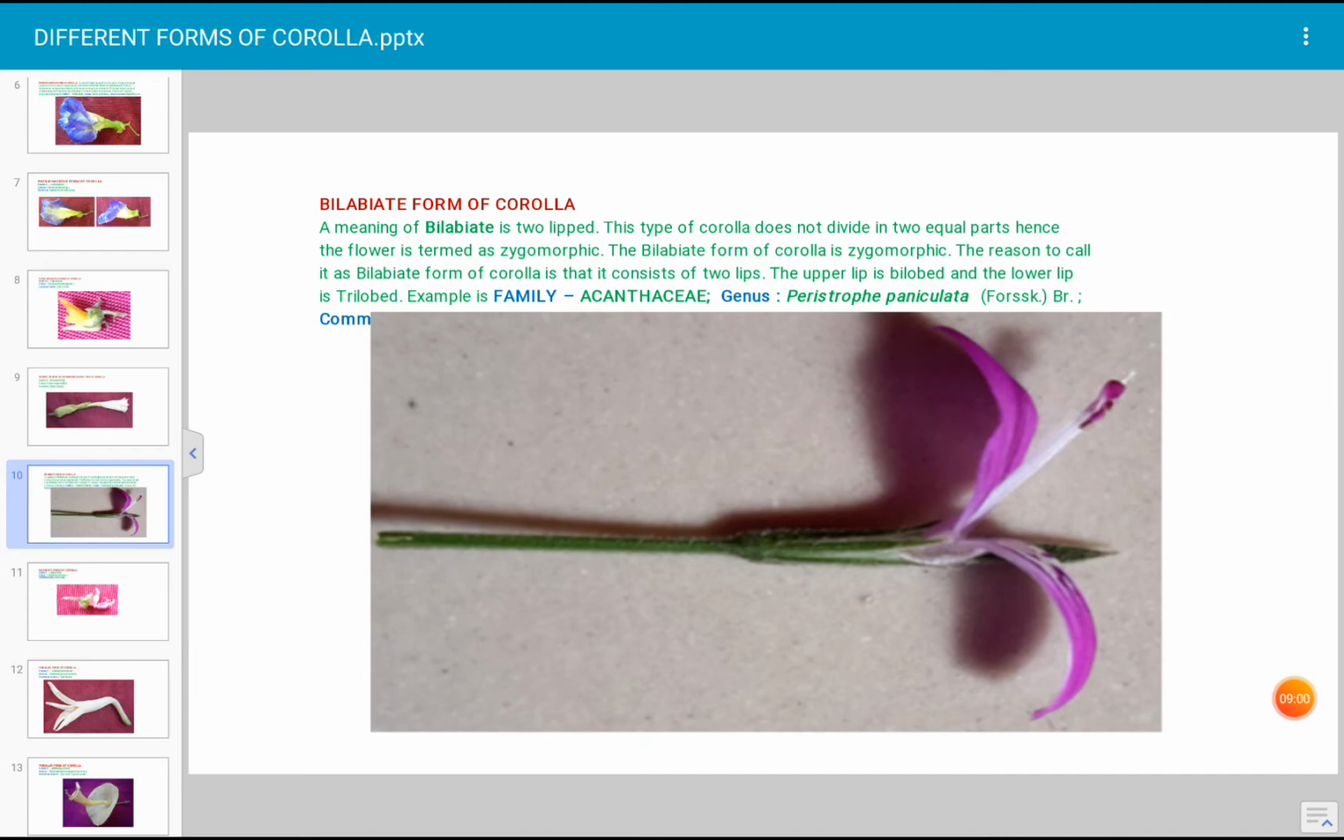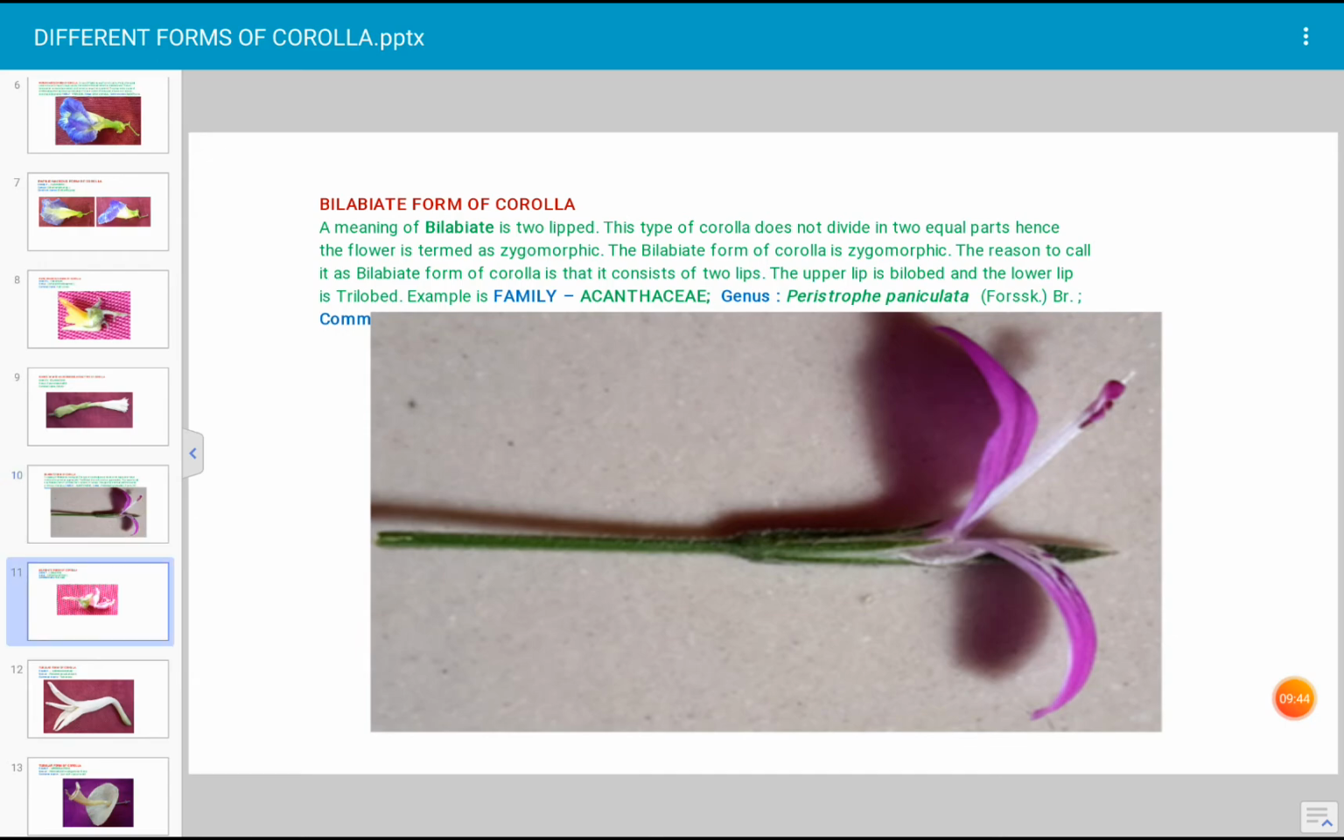The reason to call it a bilabiate form of corolla is that it consists of two lips. The upper lip is bilobed and the lower lip is trilobed. That means there are 5 petals, but they appear as 2 joined, which are situated at the upper side, and 3 joined, situated at the lower side. So the upper lip is bilobed and the lower lip is trilobed. This is the feature of the Acanthaceae family, and this occurs in Peristrophe paniculata. This is the botanical name of this plant.